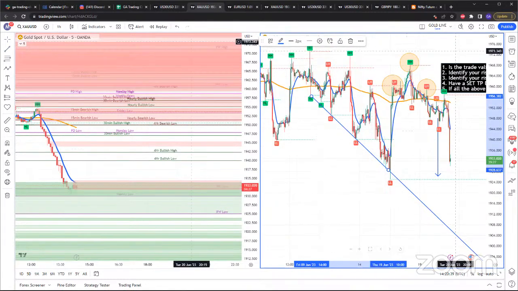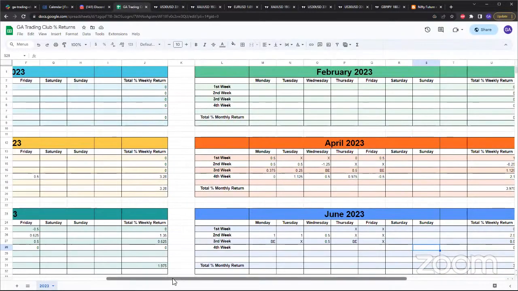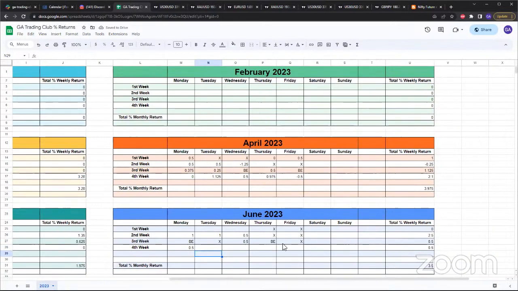And there goes US 30 full TP. So that's a gain of 0.5%. If I wasn't already up for the day, I would have gone with 1%, but I'm already up quite a lot. But this just shows you, right? This month alone, we are up 3.5% in just 1, 2, 3, 4, 5, 6, 7 trading days, because 2 days we hit break even.